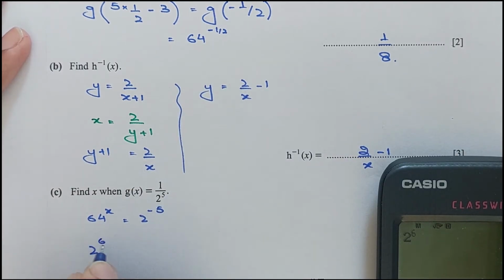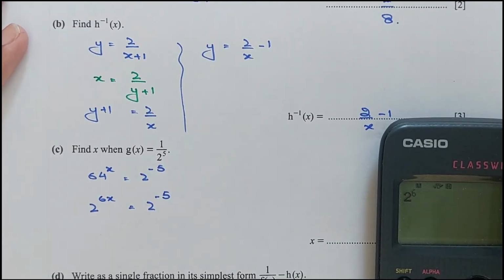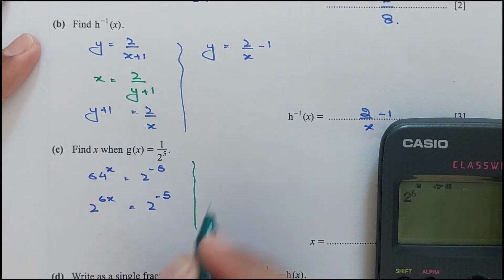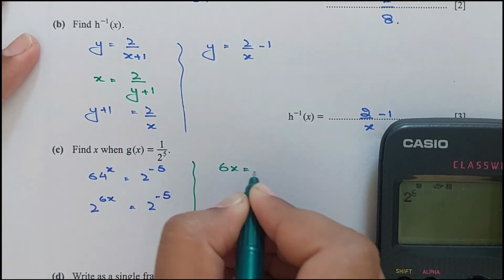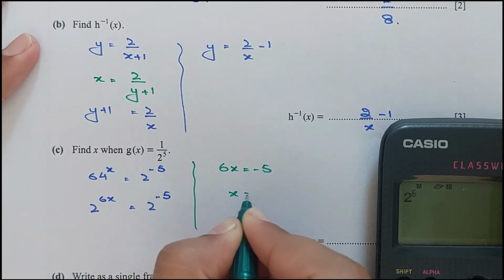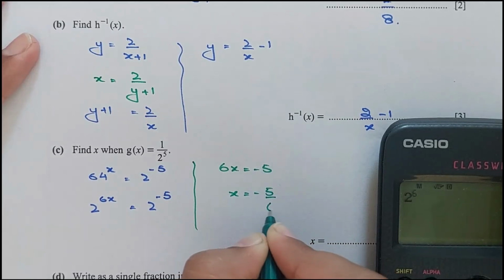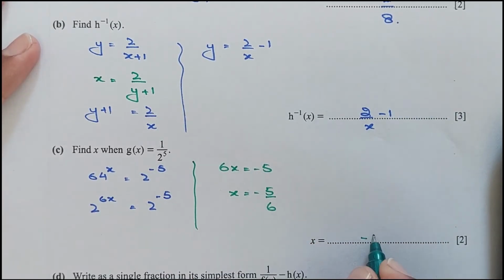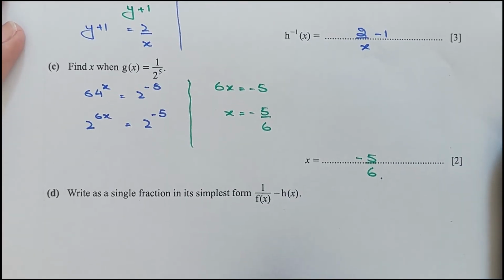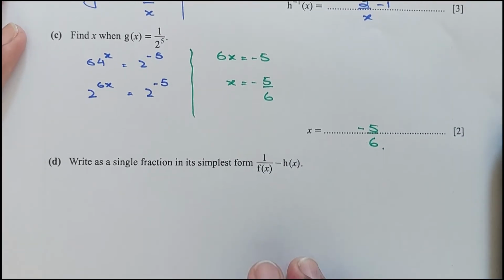2 power 6x equals 2 power minus 5. When bases are the same, we can compare the powers. So when we compare the powers, 6x equals minus 5 and x equals minus 5 over 6. Minus 5 by 6.